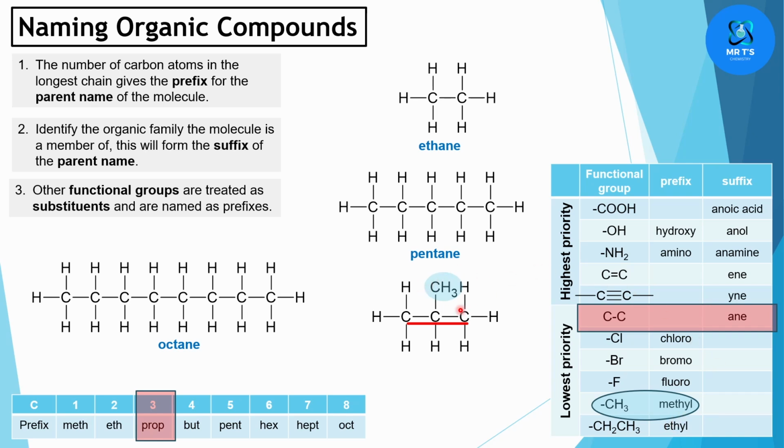But we also have to deal with this group coming off, and this is a methyl group. So it's going to be called propane as its parent name, but with its group coming off, its substituent, it's called methylpropane. And that's how we name these introductory organic molecules, or the more simple ones.